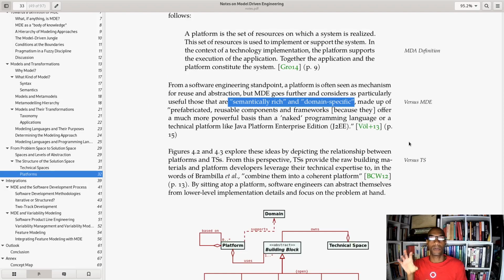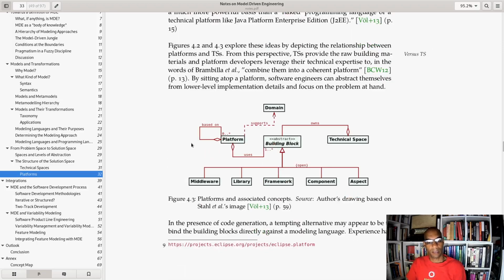And model-driven engineering benefits a lot from this raising of the abstraction level because it enables you to focus on the mapping and on the DSL that you use for modeling rather than on the implementation. So platforms are very, very important.